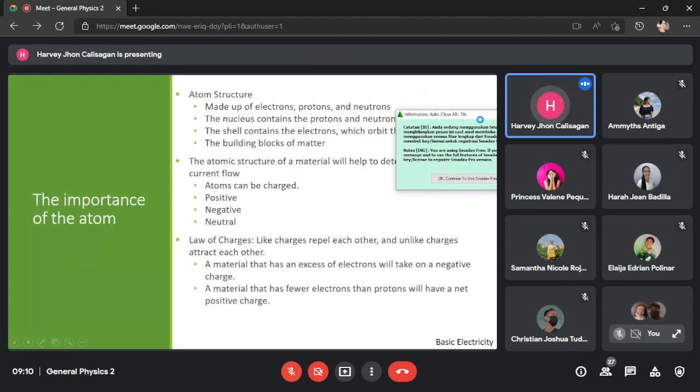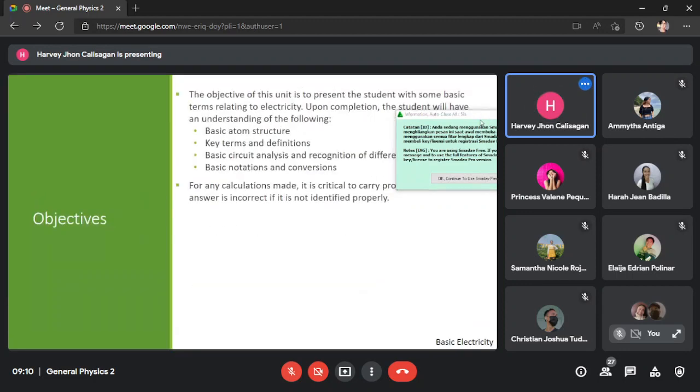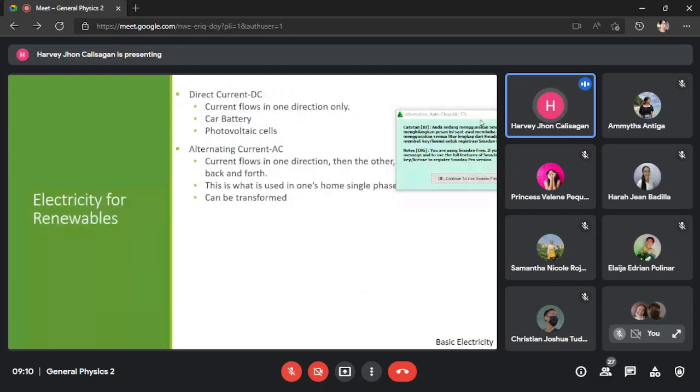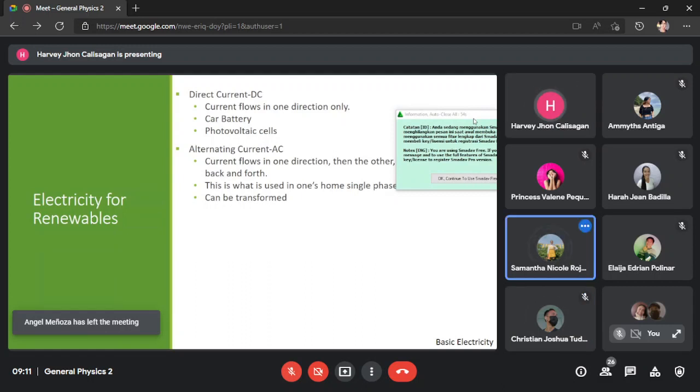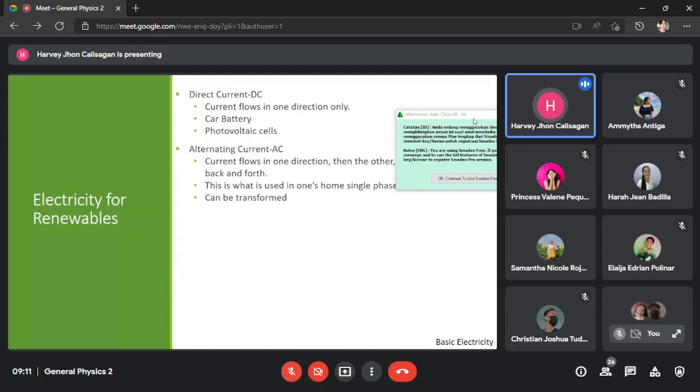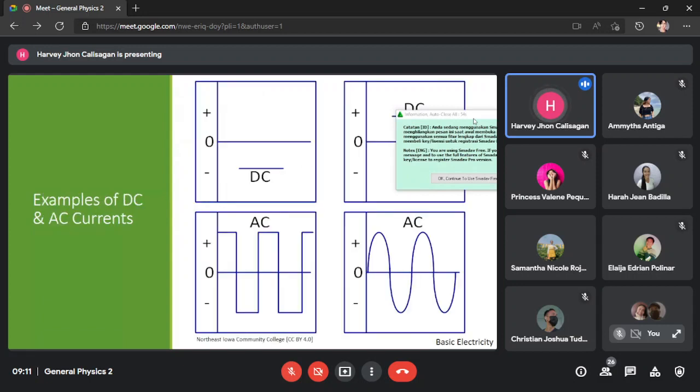Okay, we're done discussing the direct current and the alternating current. So let's move on to the next lesson. Our next lesson has something to do with the direct current and alternating current as well, but we'll go beyond the definition of those two. This is the illustration of how we represent the direct current and the alternating current.